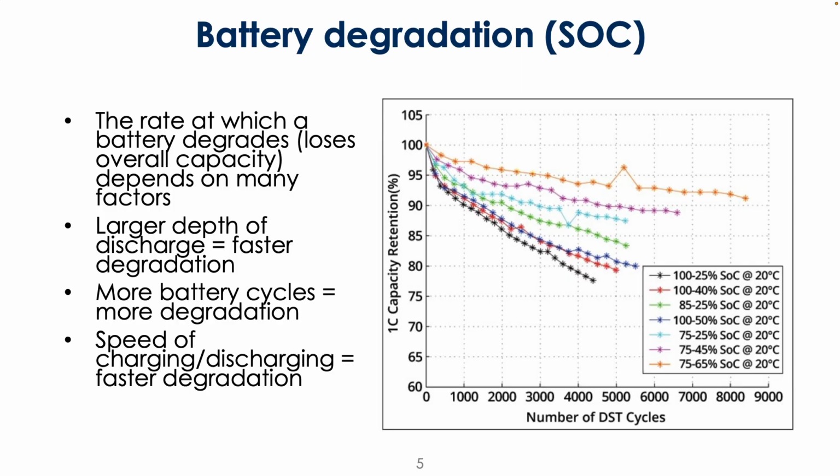And generally, the closer you are to 50%, the better it is for the battery. So the 85 to 25 is operating in a more comfortable operating region of the battery, and so it tends to degrade less, whereas charging it all the way up to 100% will accelerate the degradation in comparison. Okay, any questions about that?